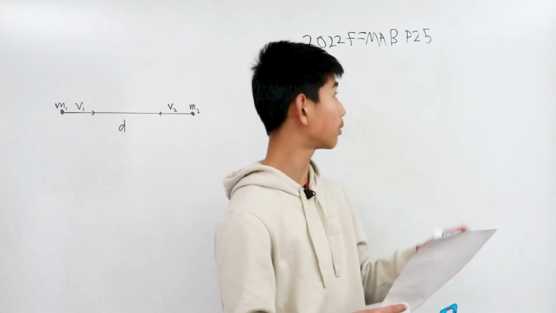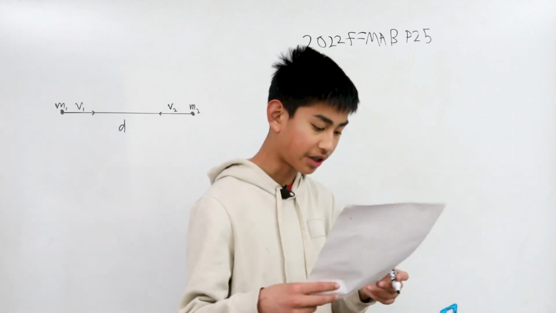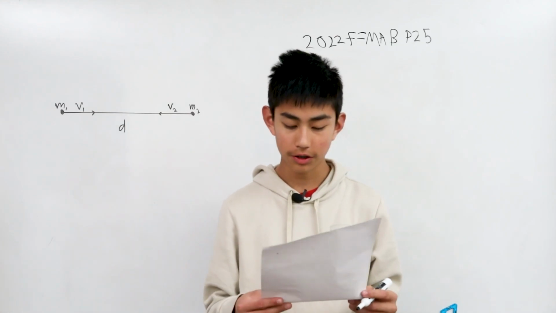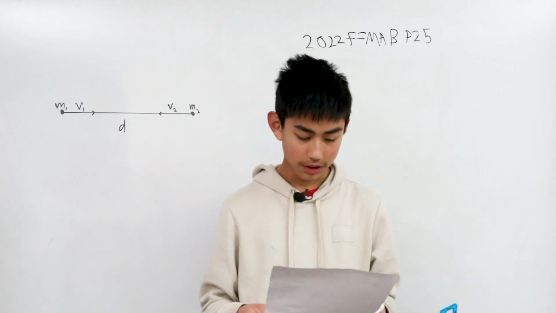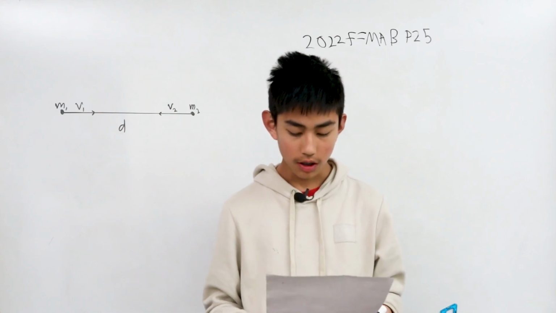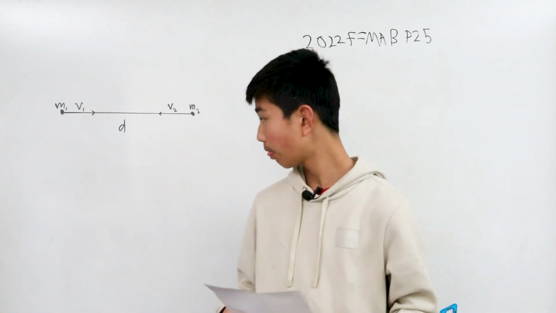We're solving problem 25 from the 2022 F equals MA exam B. Two masses are initially at rest, separated by a distance r, and attract each other gravitationally. If their masses are m and 2m, they will collide after a time t. How long would they take to collide if they both had mass 2m?